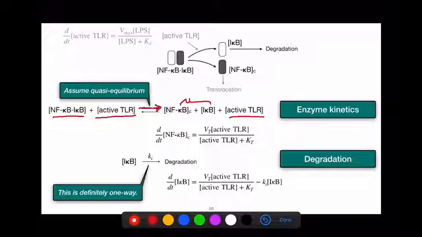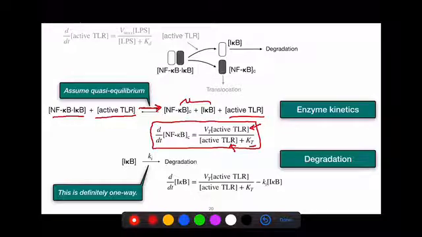And if we assume this quasi-equilibrium, we can write down the same equation that we already discussed using Michaelis-Menten kinetics. Like that. So we can describe the cytosolic portion of NF-kappa B, its rate of change per time, as a concentration ratio of active TLR with respect to some kind of KD for it. Let's call it KT.